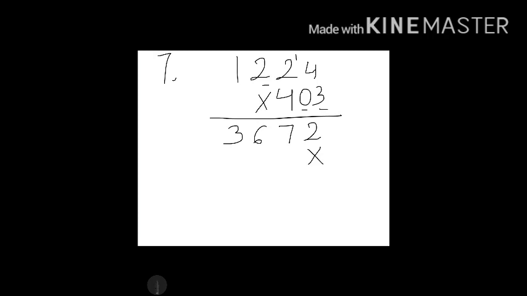So now 0 multiplied with any digit, the answer will be 0. So here how many digits is it multiplying? 4 digits. So I will make 4 zeros here like this.